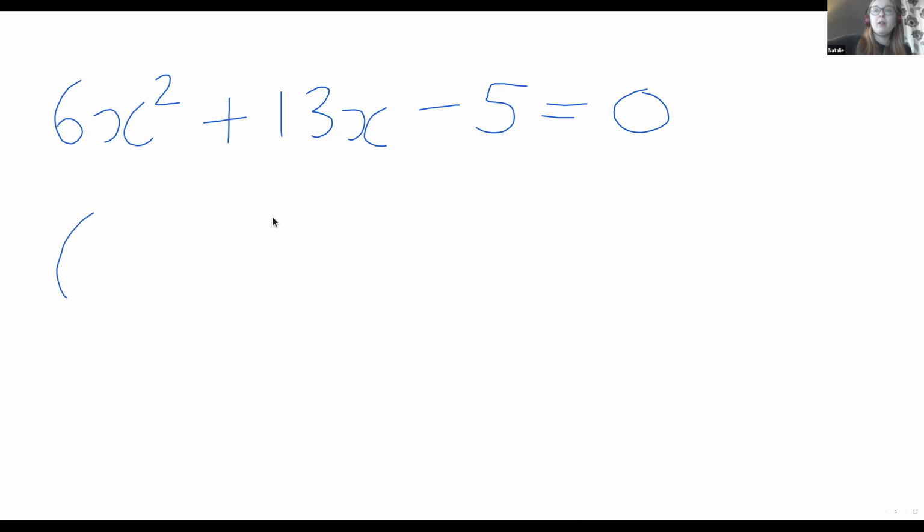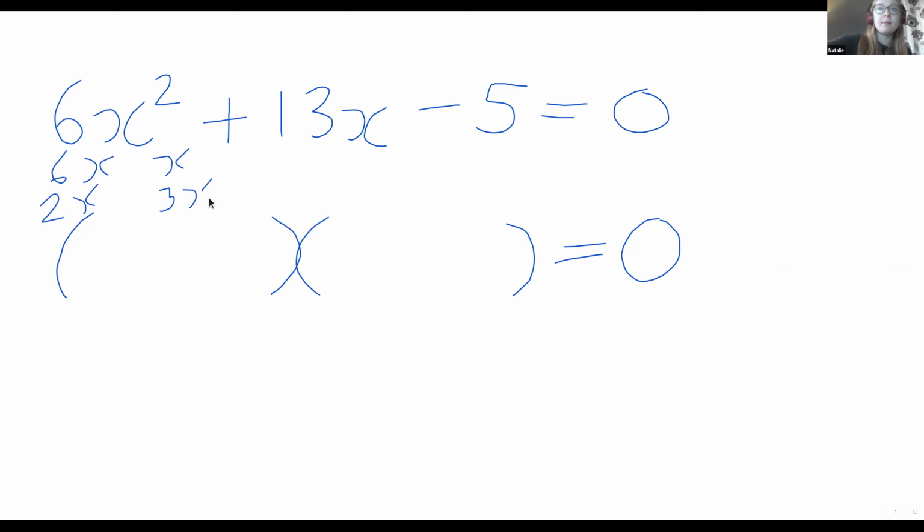The first thing I do, and I appreciate there are a few different ways to solve this, but the first thing I do is I think, how am I going to get 6x squared? Well, I could either have 6x times x, or I could have 2x times 3x. How do I decide which one it is? Well, I don't know at this point, so I'm just going to jot down that I could have 6x and x, or 2x and 3x.